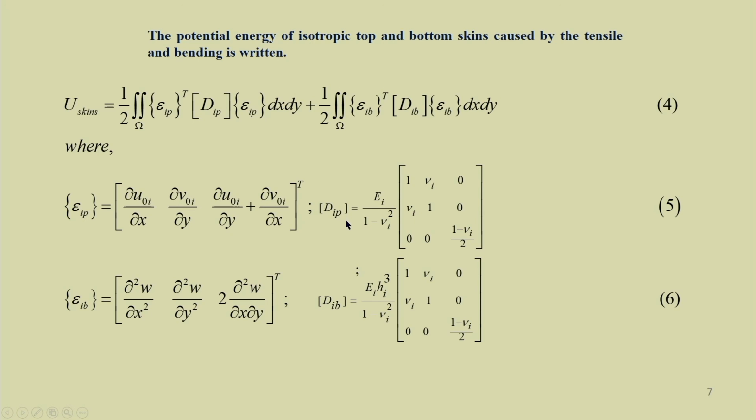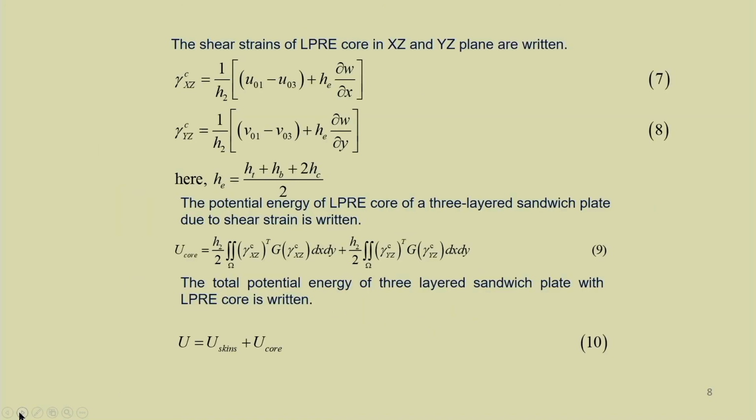Similarly, D I p can be written using this matrix: E I by 1 minus nu square, times 1, nu y, 0; nu y, 1, 0; 0, 0, 1 minus nu y by 2. Here nu y is the Poisson's ratio and E is the Young's modulus of the material. Similarly, this is for the top layer, this is for the bottom layer, and in a similar way it can be written. Then we can write the shear strain energy also for LPRE in the xz and yz planes.